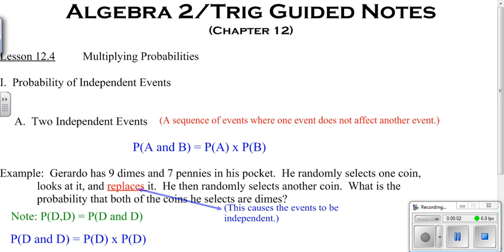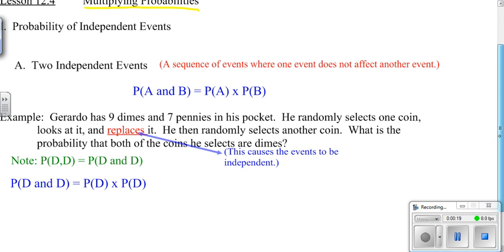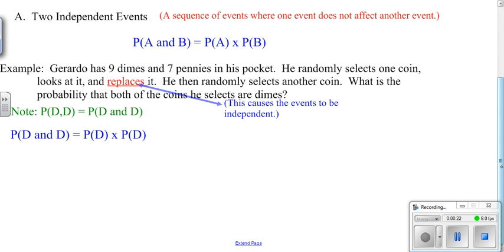Lesson 12.4 is all about multiplying probabilities. This is going to come into play a lot when we're using one event and another event, or one event or another event. These are instances when we'll need to multiply different probabilities together. When we are looking at examples with two independent events, an independent event is when one piece does not affect the other. It's independent of the outcomes of the other events.